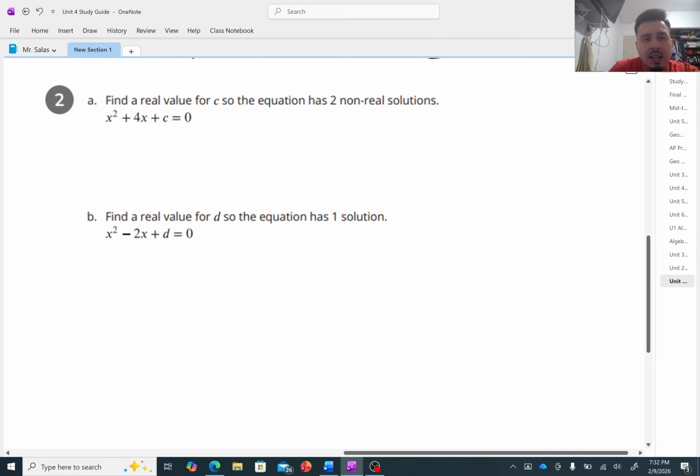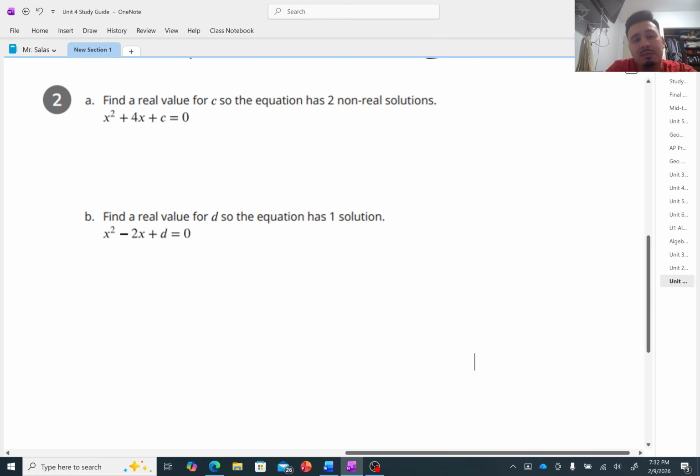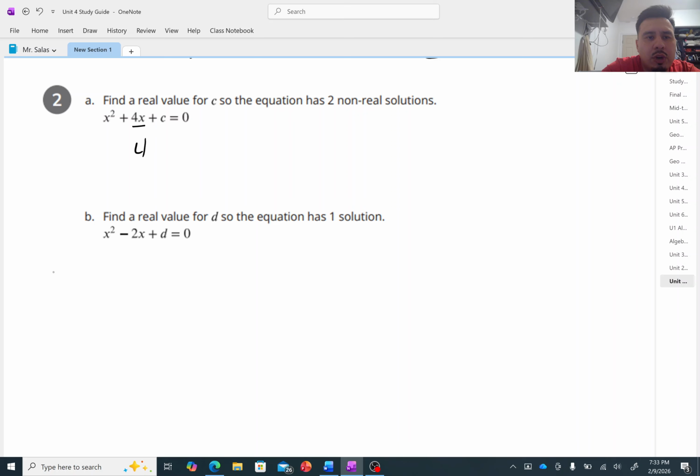So in this case, if I have x squared plus 4x plus c, I'm trying to find a value for c. I'm going to take that middle number and I'm going to do 4 divided by 2 squared. That'll help me find the perfect square. So that means 4 divided by 2, that's equal to 2 squared. 2 squared is equal to 4. Okay, perfect. So I know that my perfect square is going to be 4.